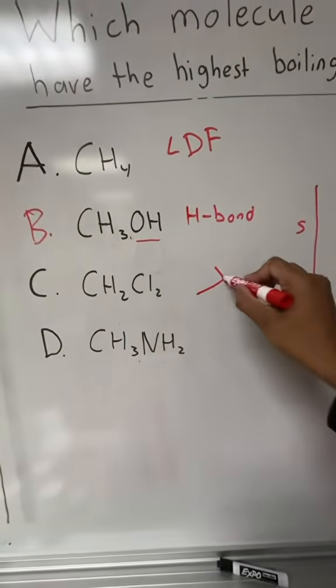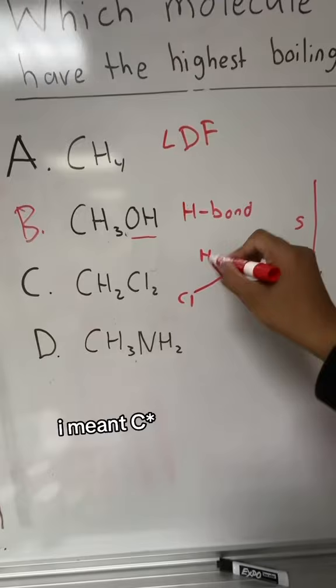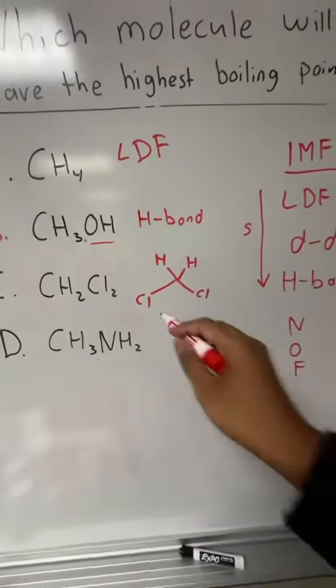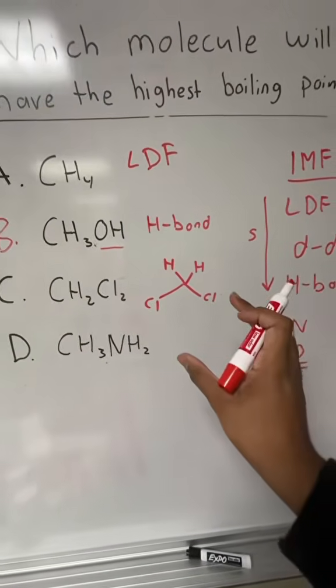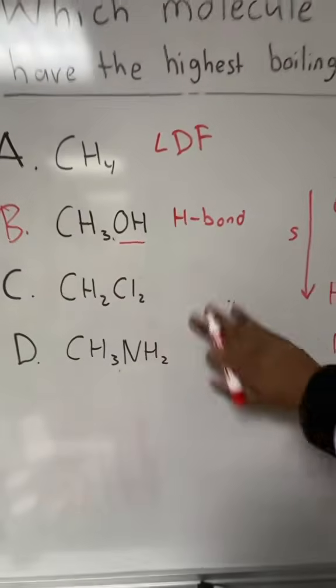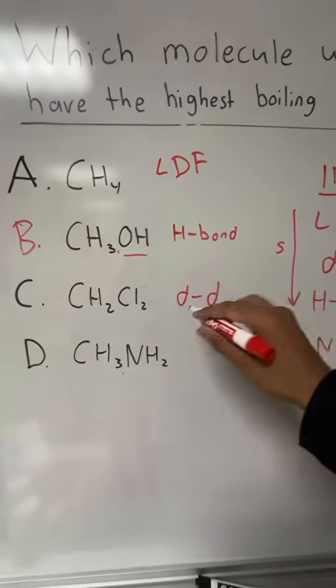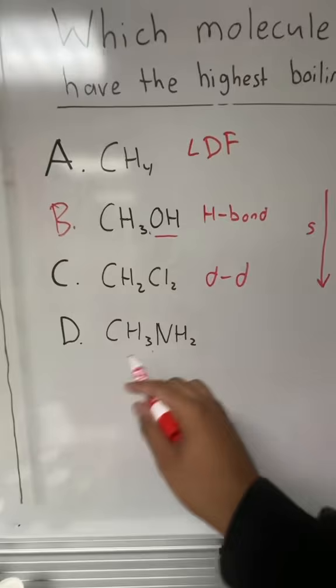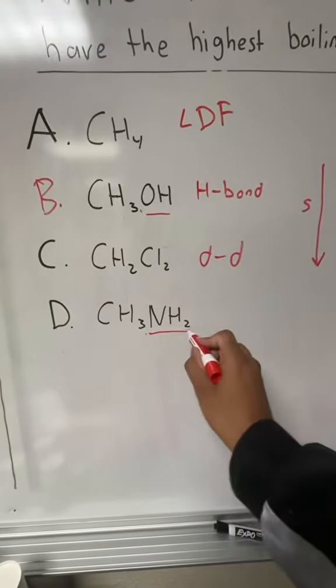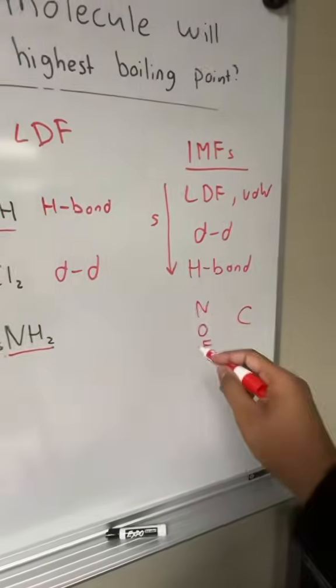The structure of this looks something like this. We have C bonded to two H's and two Cl's. So C bonded to Cl, the electronegativity difference is high enough to where this is considered a dipole moment. So this has a dipole-dipole IMF. Now finally, we have CH3NH2, or methylamine. Now look at this. NH2 also fits the criteria for H bond.